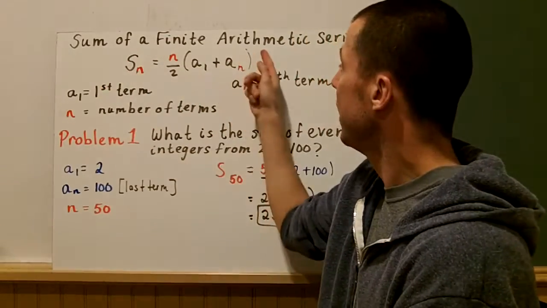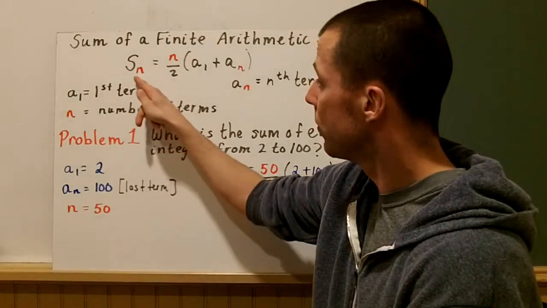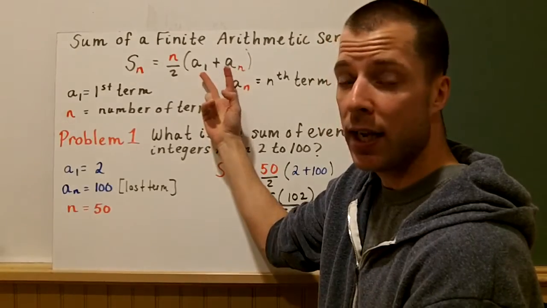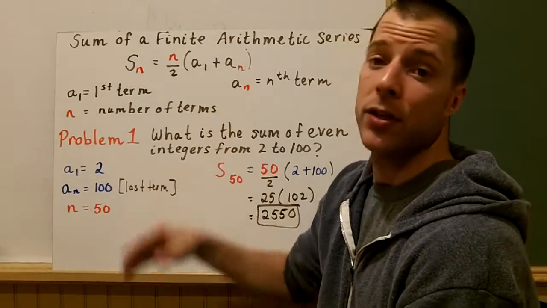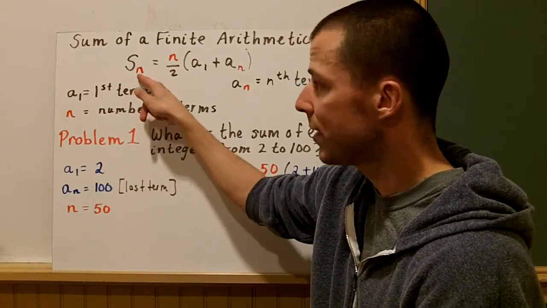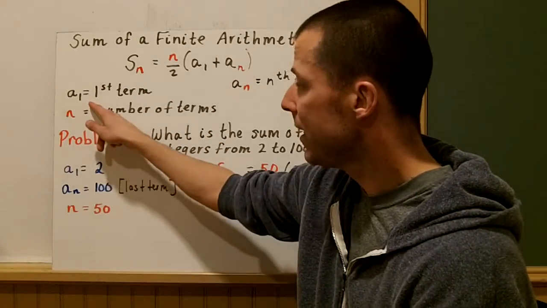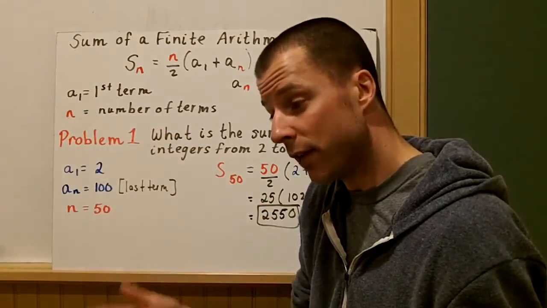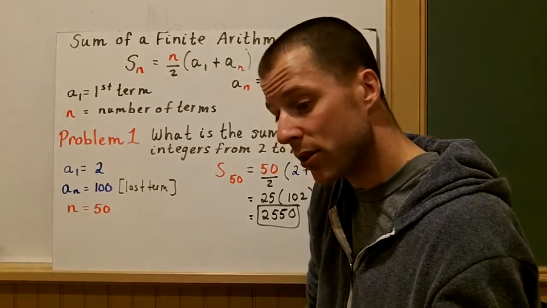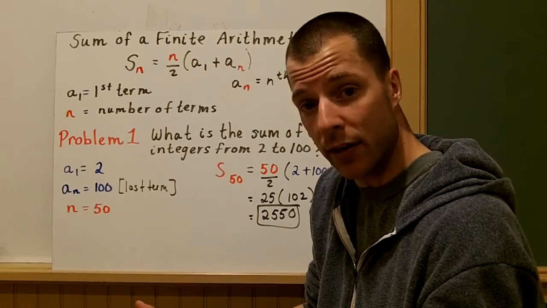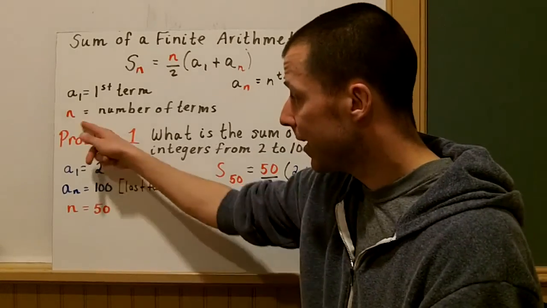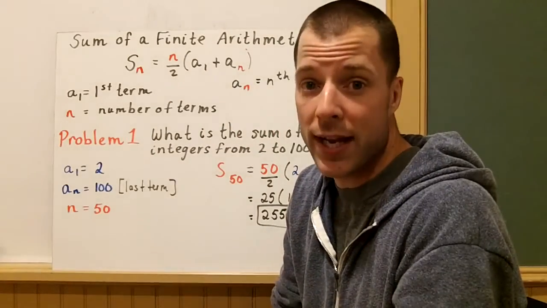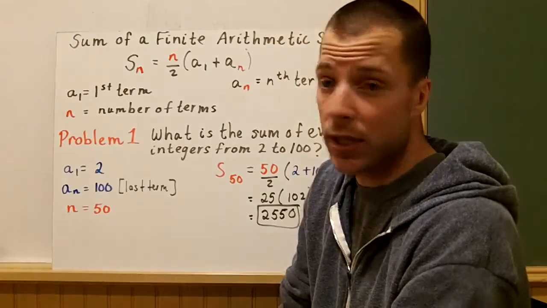So let's look at a rule that we can use to help us take the sum of a finite series. The sum of a finite arithmetic series is as follows: S sub n equals n divided by 2 times the quantity a sub 1 plus a sub n. So let's look at what each of these terms mean. S sub n is the sum. A sub 1 is still your first term. Now n is the number of terms. So when you look at your finite series, you have to say how many terms are from start to end. Count up those terms, and that's your n value. A sub n is the nth term. Most of the time it's going to be the last term of your series.